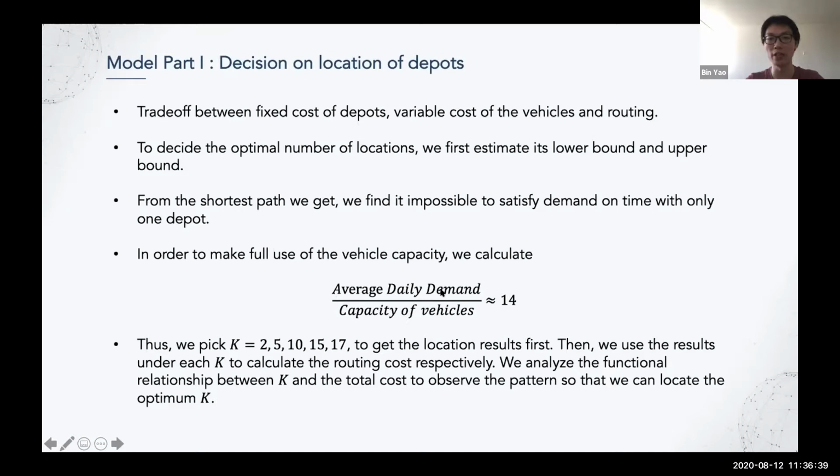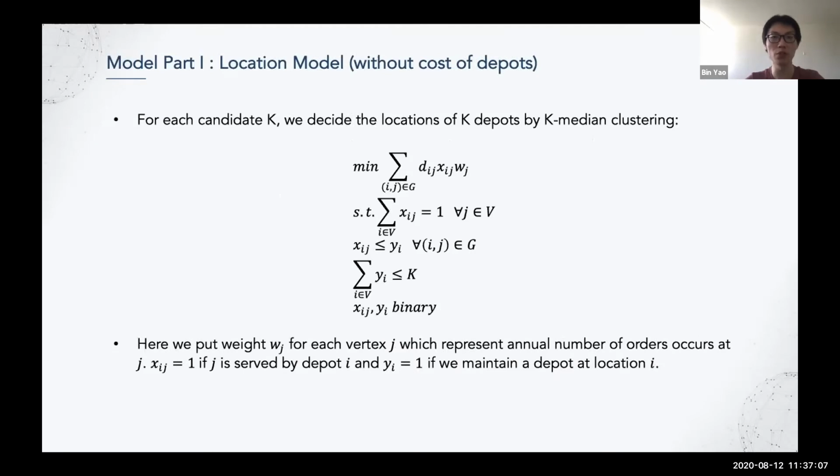And for the upper bound, we calculate the average daily demand, which is around 840, and divide it by the capacity of the vehicle, 60, so it's around 14. Then we pick out some representative numbers between the lower bound and the upper bound, and calculate the estimated total cost. And then we gradually narrow down the gap until we find the optimal number of depots.